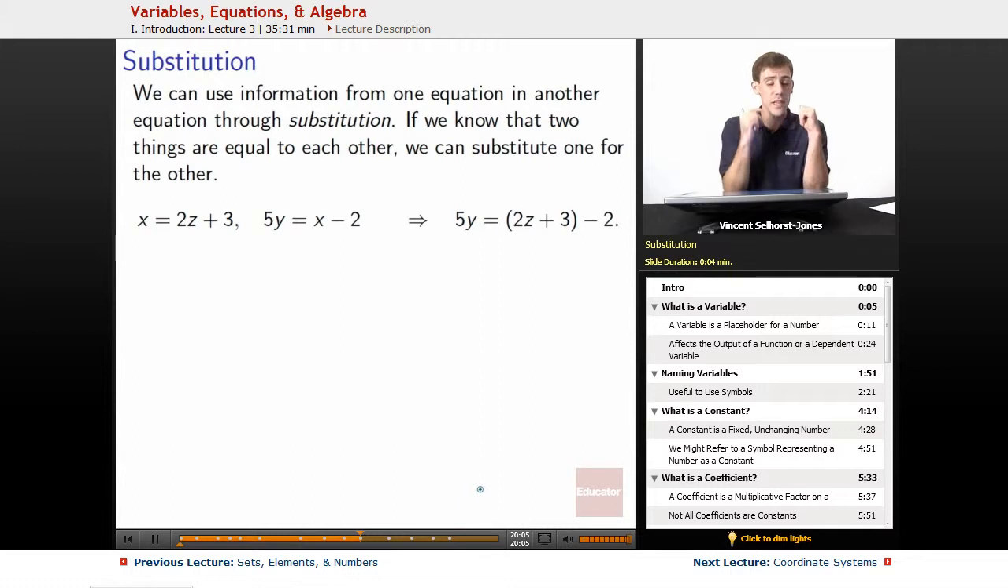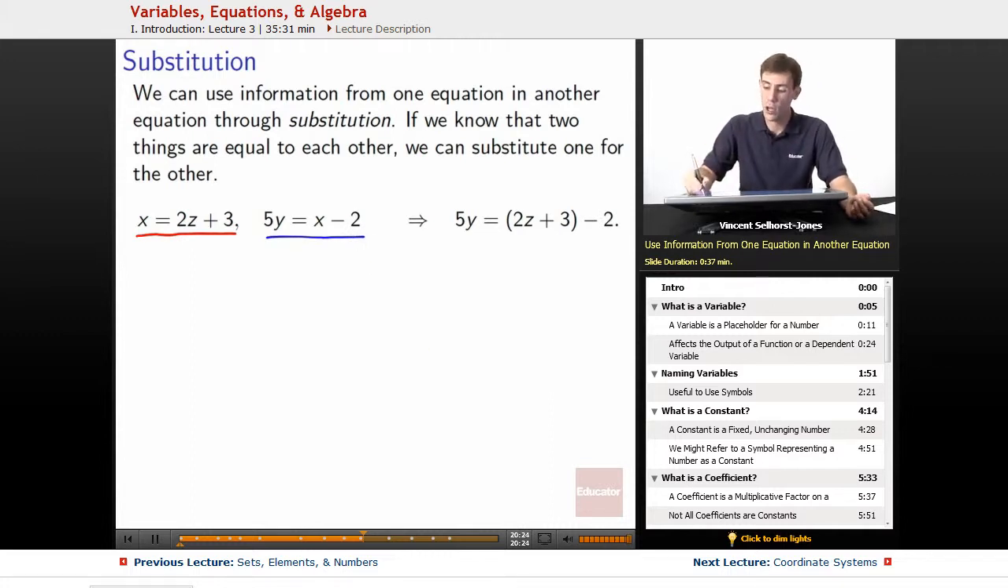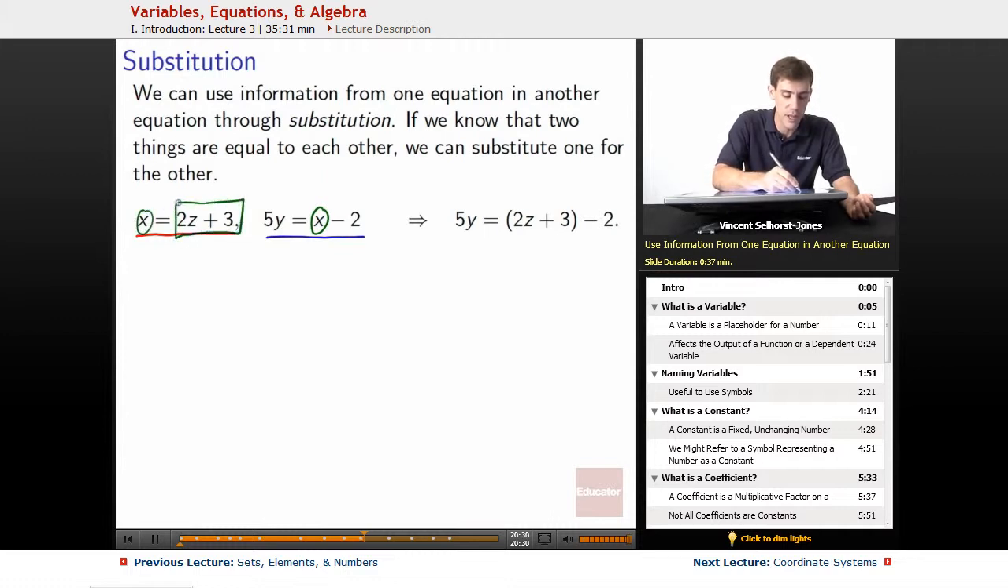Substitution. This is a really important idea in math. We can use information from one equation in another equation through substitution. If we know that two things are equal to each other, we can substitute one for the other. For example, if we know that x is equal to 2z plus 3, and we also have this equation that 5y equals x minus 2, well, we can go, oh, hey, look, right here, I've got an x, and I also know that x is the same thing as saying 2z plus 3.